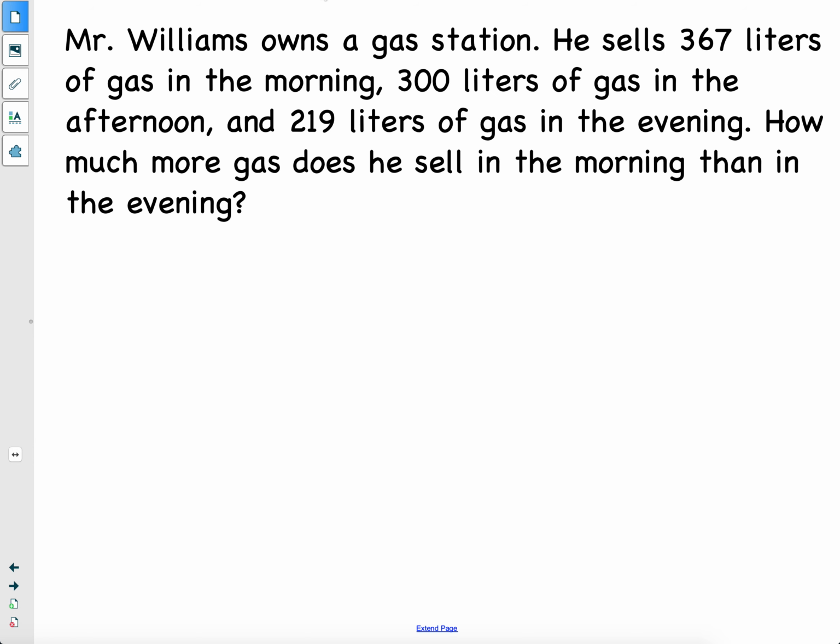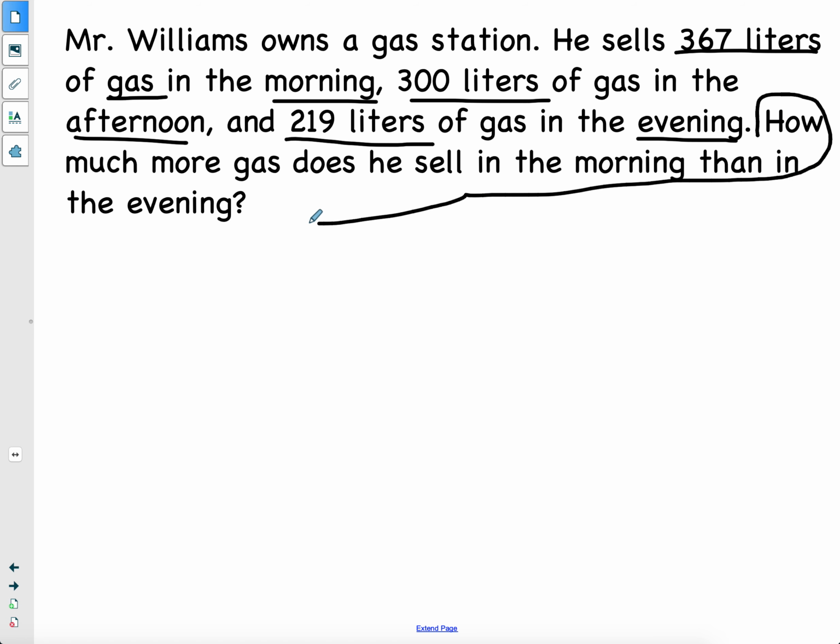Okay, so let's read and annotate this together, and then you're going to solve on your own. Mr. Williams owns a gas station. He sells 376 liters of gas in the morning, 300 liters of gas in the afternoon, and 219 liters of gas in the evening. How much more gas does he sell in the morning than in the evening?